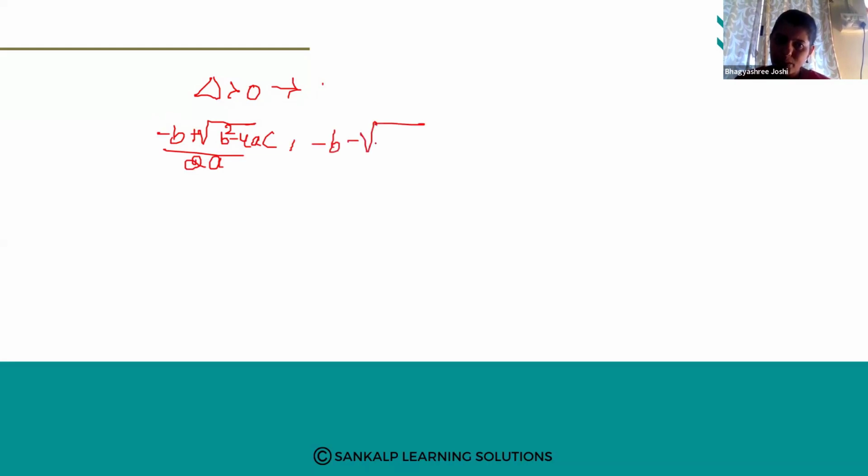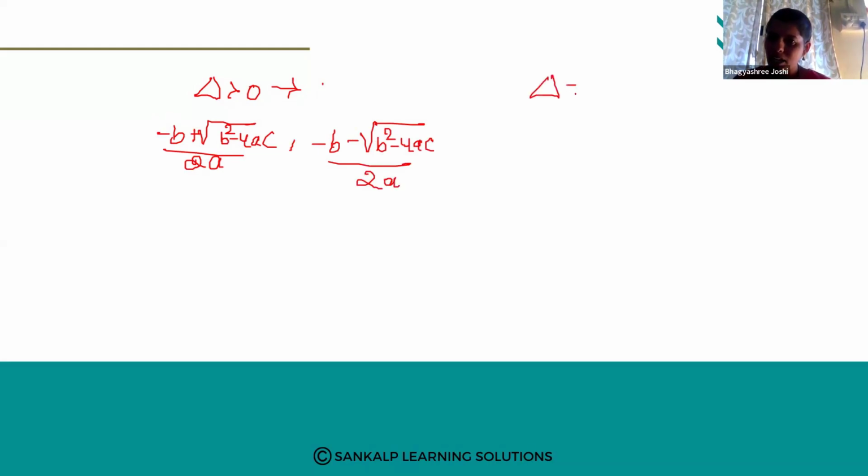Another thing, they ask you to find out the nature of the roots and find the roots of the quadratic equation. At that time, if delta is greater than 0, what does it mean? Two real roots exist. So the two real roots are minus b plus square root of b square minus 4ac divided by 2a, this is one root. The second one is minus b minus square root of b square minus 4ac divided by 2a. This is another root.